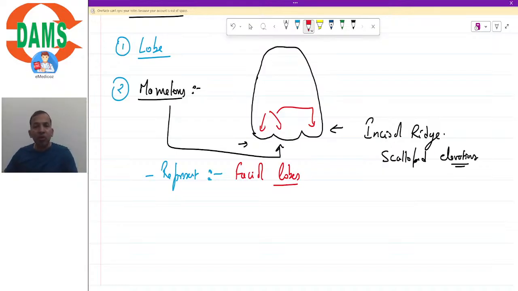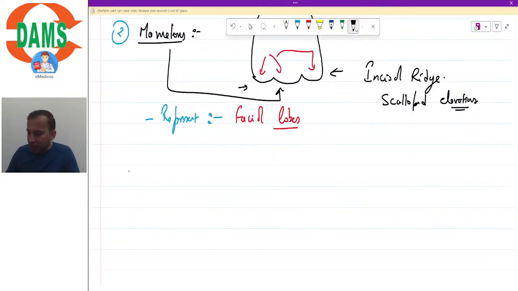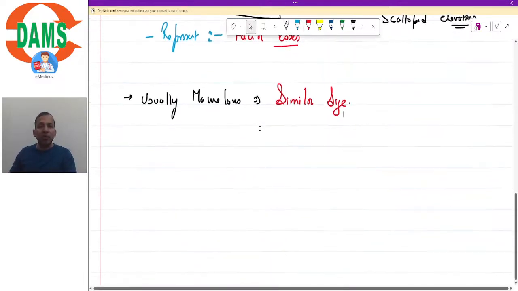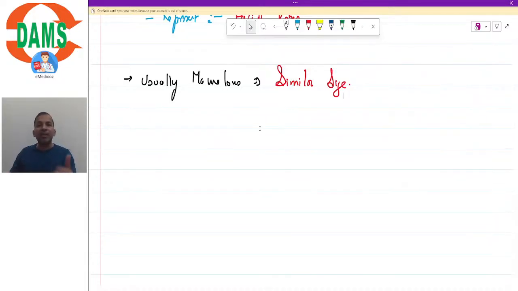Sometimes they might ask you which of these mamelons is the largest or which is the smallest. As far as the maxillary central incisor goes, usually mamelons are of similar size, so there is hardly any difference. Now when we talk about a tooth and we do not specify whether it is primary or permanent, we will consider it a permanent tooth, even in your MCQs and exams. Unless it's specified, it is a permanent tooth.